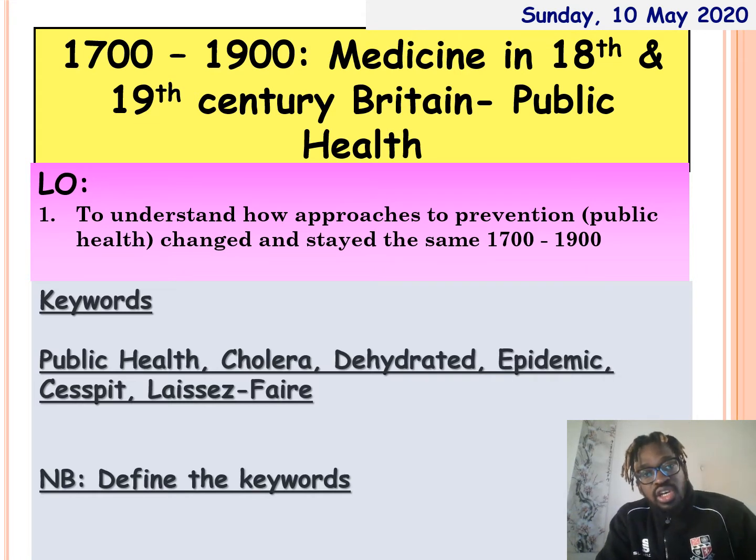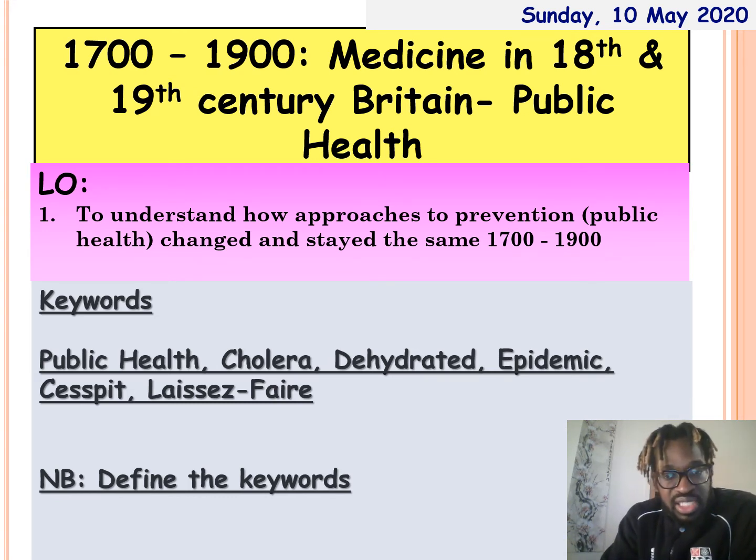First things first, you'll see that I've put some keywords down, and what I want you to do first and foremost is define those keywords. So public health, cholera, dehydrated, epidemic, cesspit, and laissez-faire. All of these words are going to come up at some point in the course of the lesson and the slides, so make sure you understand the meaning of those words before you continue. Get the definitions down. Some of you last week in the work that you've handed in didn't write the definitions down, and you do need to know them.